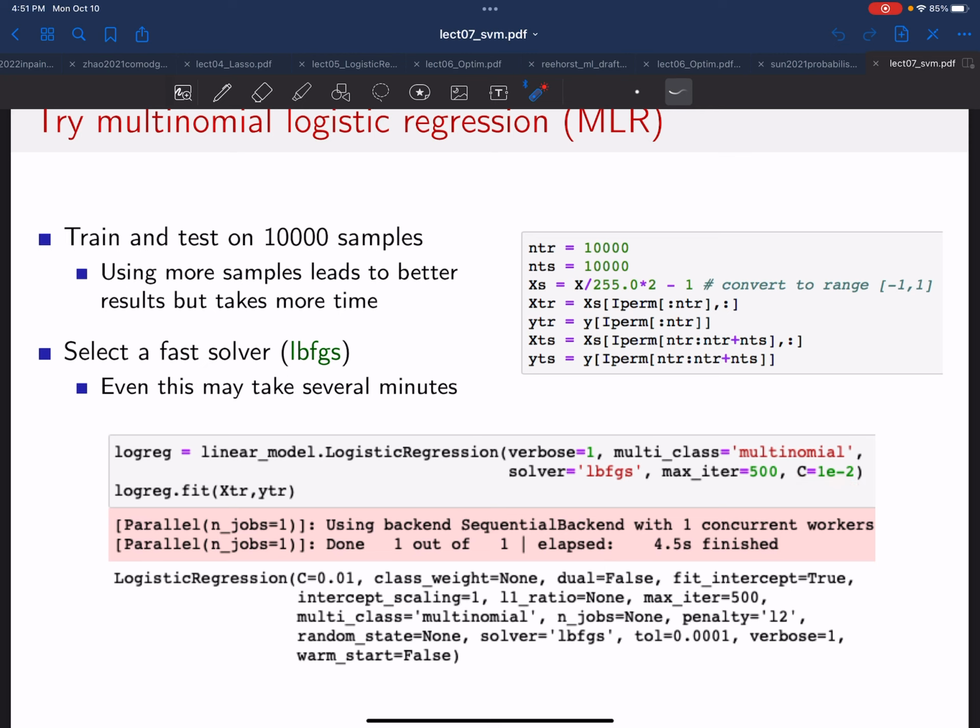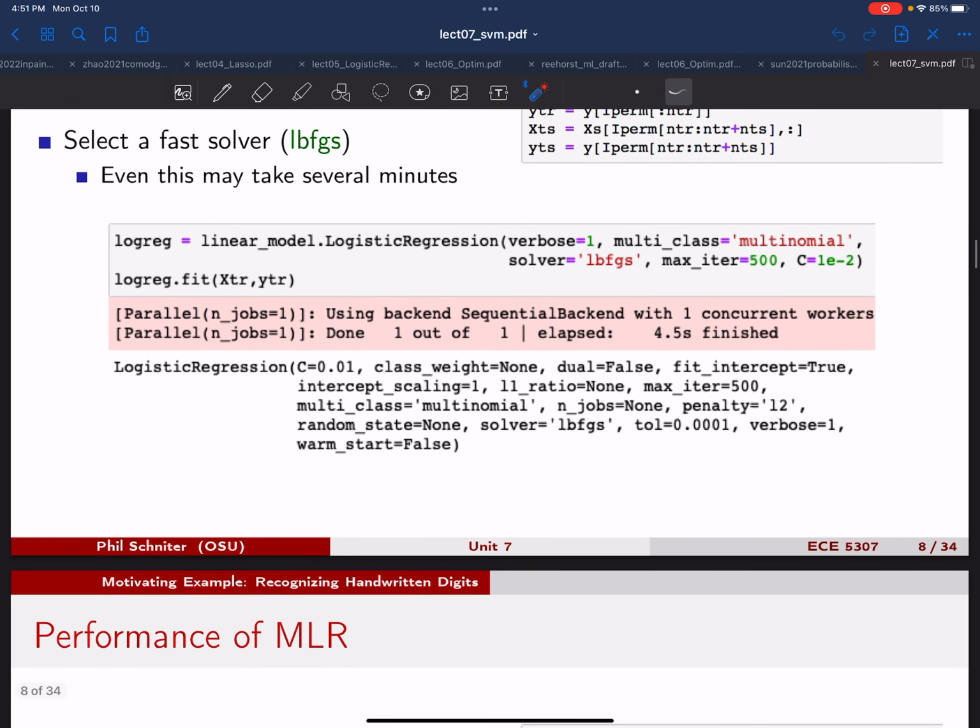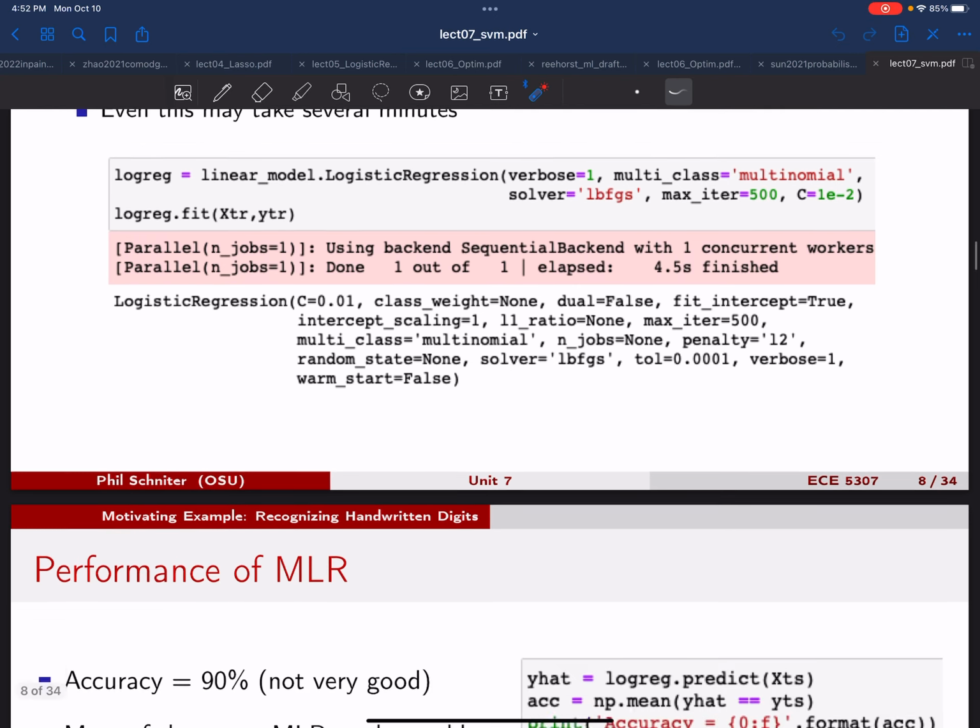let's see, I think this is an inverse weight on the L2 regularization, to be, I don't know, maybe a moderate value. So you could play with this and the performance would change a little bit, but anyway, that's what we chose, and we fit logistic regression to this. Depending on your computer, this might take, I don't know, a minute or so.